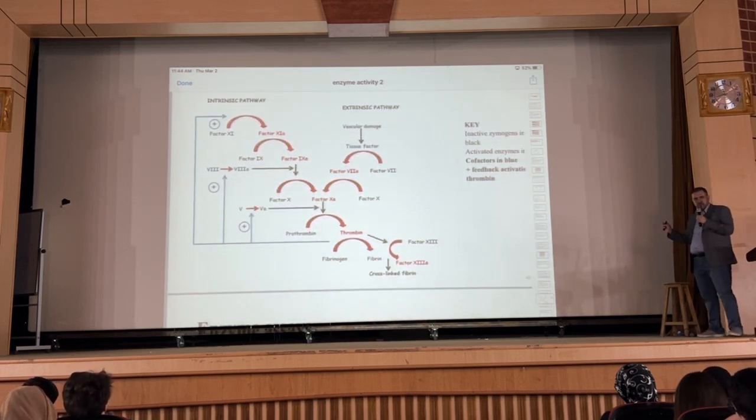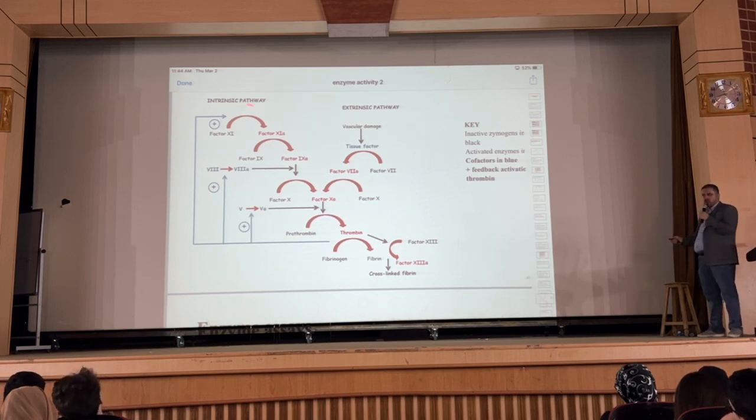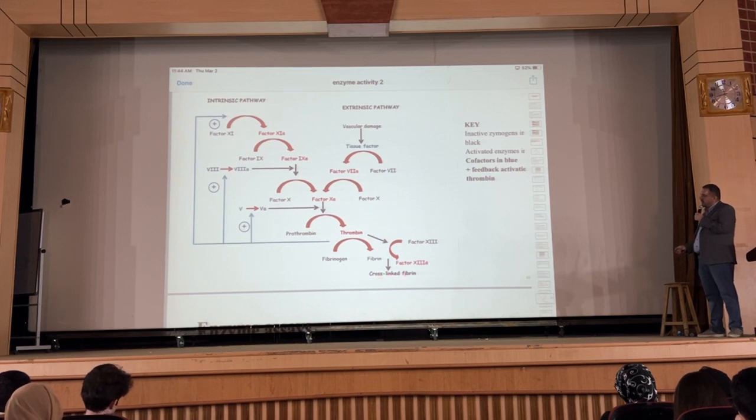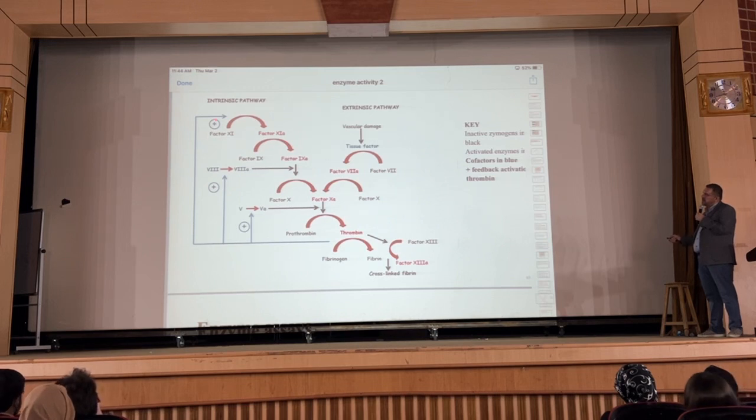An example. We have two main pathways to activate the factors in our body in order to produce fibrin, the end result. With damage, the extrinsic factor is activated, and the end result, fibrin, is produced. In the intrinsic pathway, some factors activate others. There is a cascade.